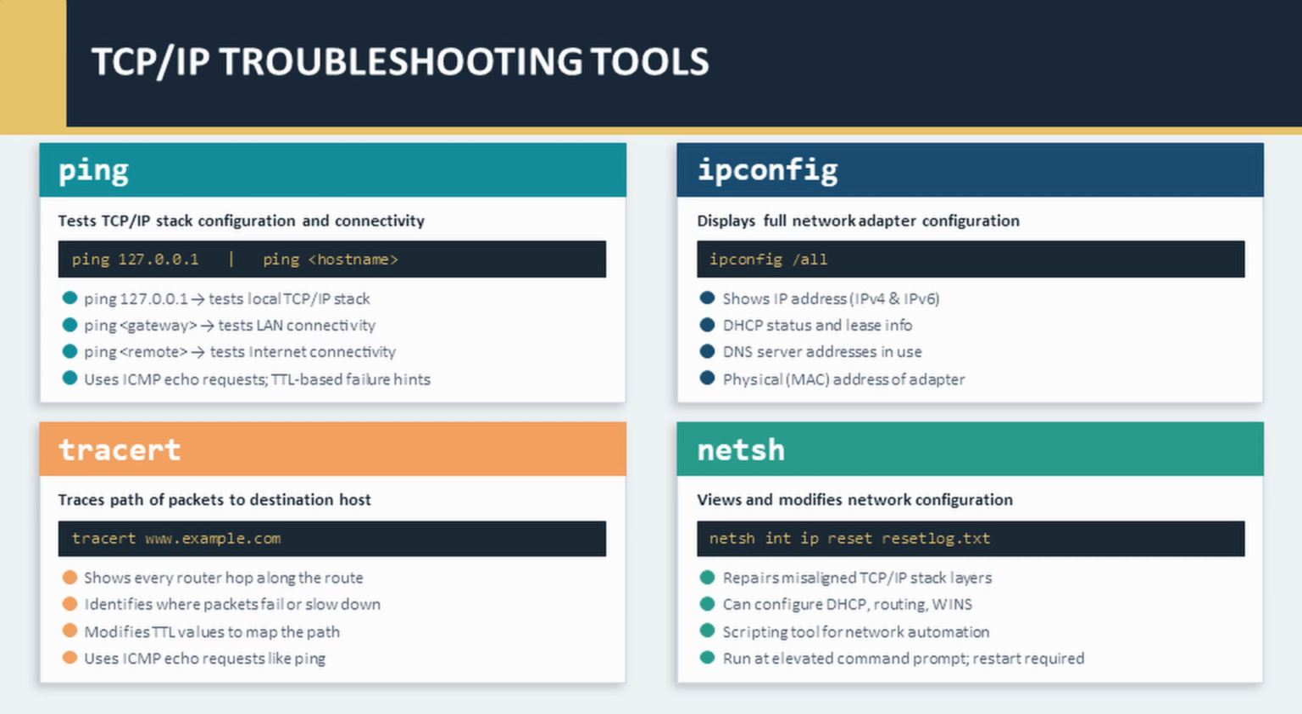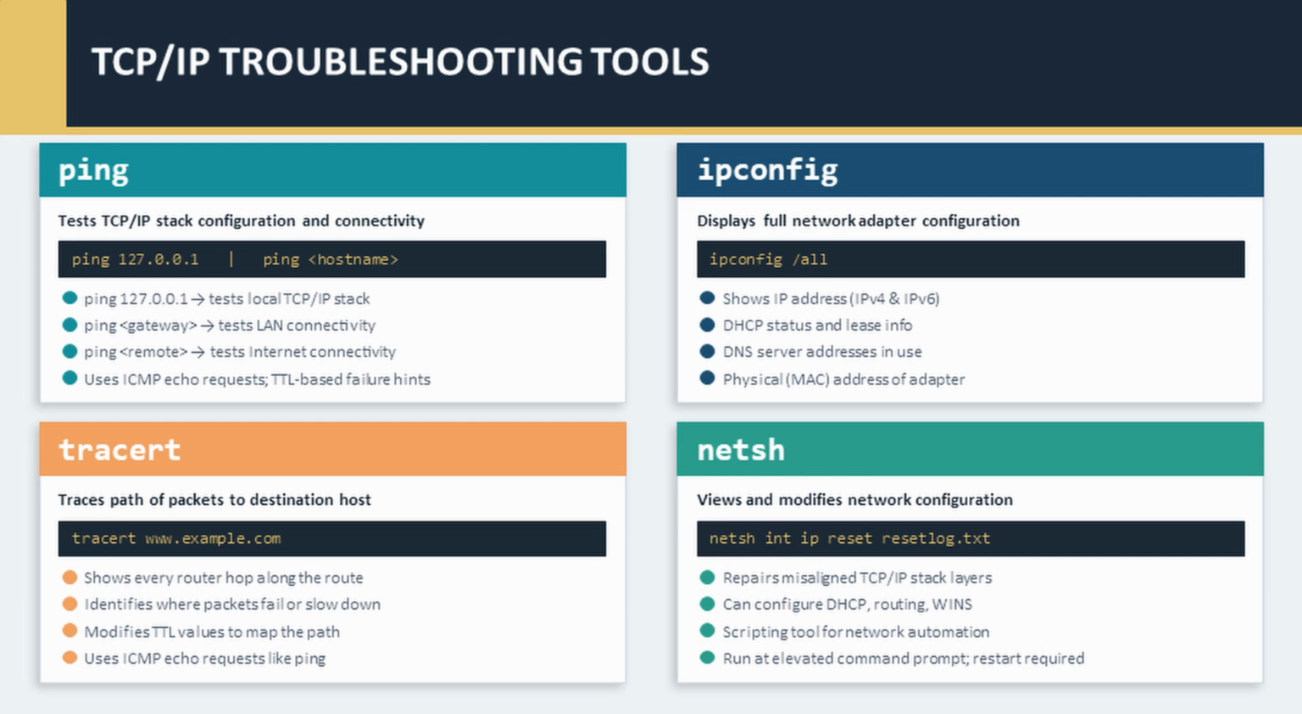The second tool is IP protocol configuration. Running IP protocol configuration /all displays comprehensive information about your network adapters, including your IPv4 and IPv6 addresses, your MAC address, whether DHCP is active and when the lease expires, your DNS server addresses, and more. This is often the first command you run when troubleshooting an unknown configuration.